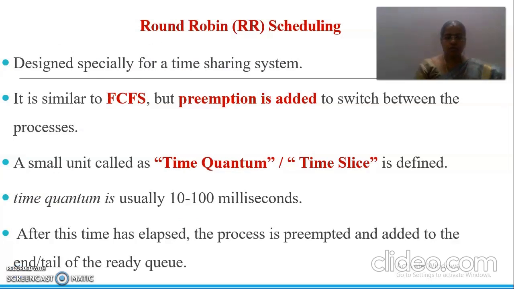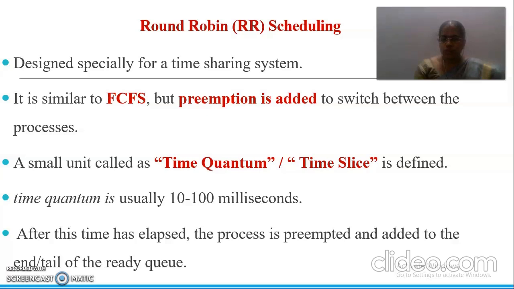The next algorithm is the round robin scheduling algorithm. This algorithm is designed specifically for a time sharing system. The nature of this algorithm is similar to the FCFS algorithm, along with which we add preemption to switch between processes. We know well that FCFS is non-preemptive, but this preemption is added, and the algorithm is named round robin scheduling.